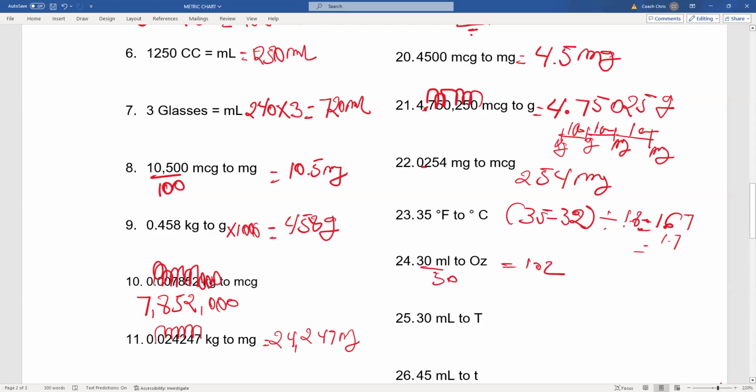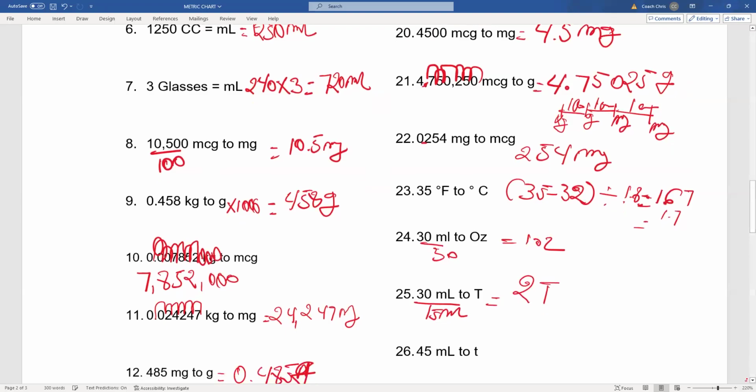Milliliter to tablespoon. But what do you know? You know that 1 tablespoon equals 15 milliliters. All right, so I'm going to get this right here, divided by 15 milliliters. So once you do that, you have what? You have 2 tablespoons. That's why you know 2 tablespoons equal 30.